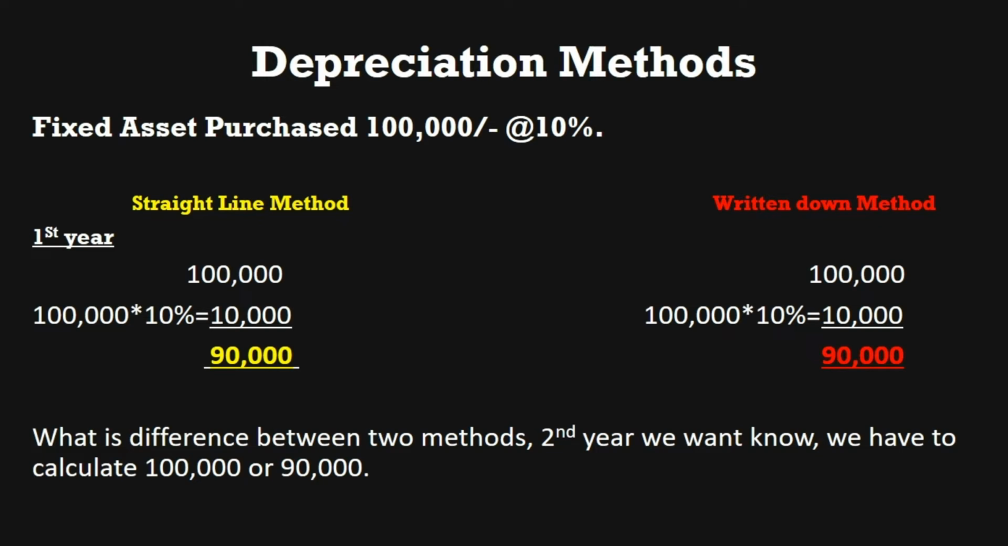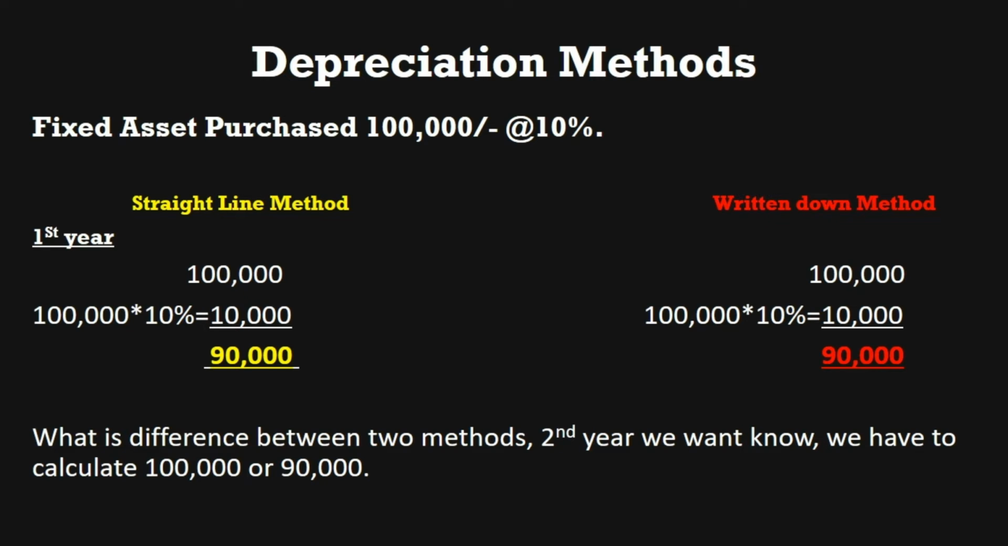If you calculate on 100,000, which is the original cost of the asset, that is called the straight line method. The written down method is different, guys. Whatever amount remains after depreciation is the written down value, and if we calculate based on the written down value, that is called the written down method. The same 1 lakh, the original cost of the machinery or asset, is the straight line method. If we take 90,000 into 10%, that is the written down value method.